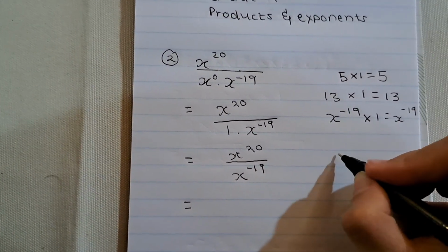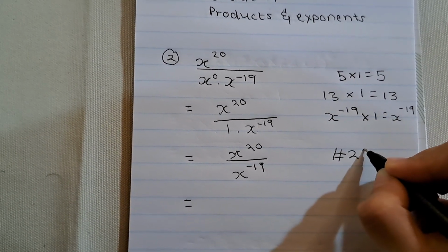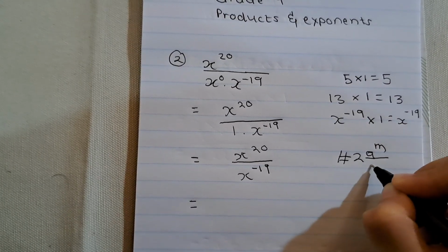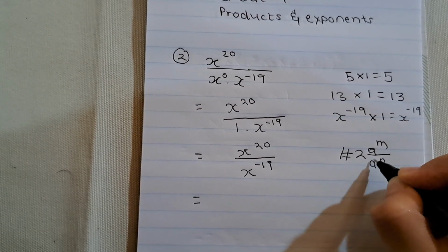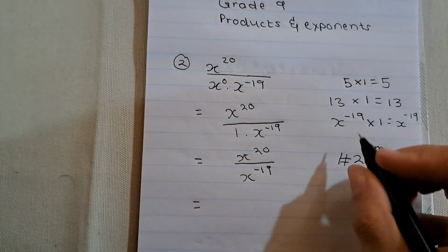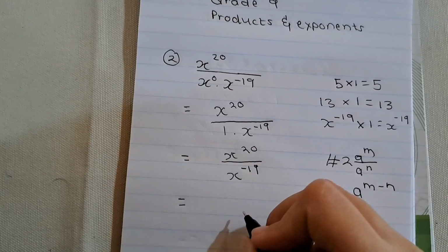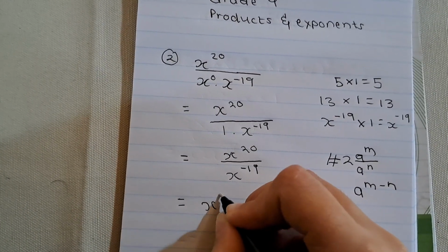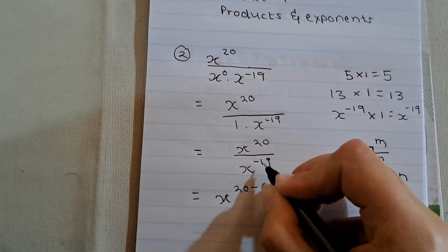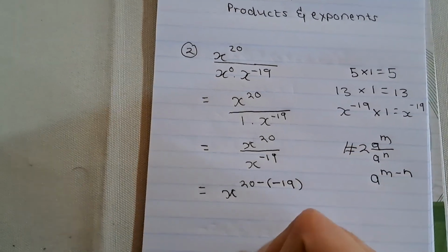Alright, now this is where we are going to apply law 2 of exponents. Law 2 states if I've got a to the power of m divided by a to the power of n, so I'm dividing the same bases, now I'm going to subtract the exponents. So I've got a to the power of m minus n. So here we would have x to the power of 20 minus the value at the denominator's, so this would be negative 19 as the exponent.